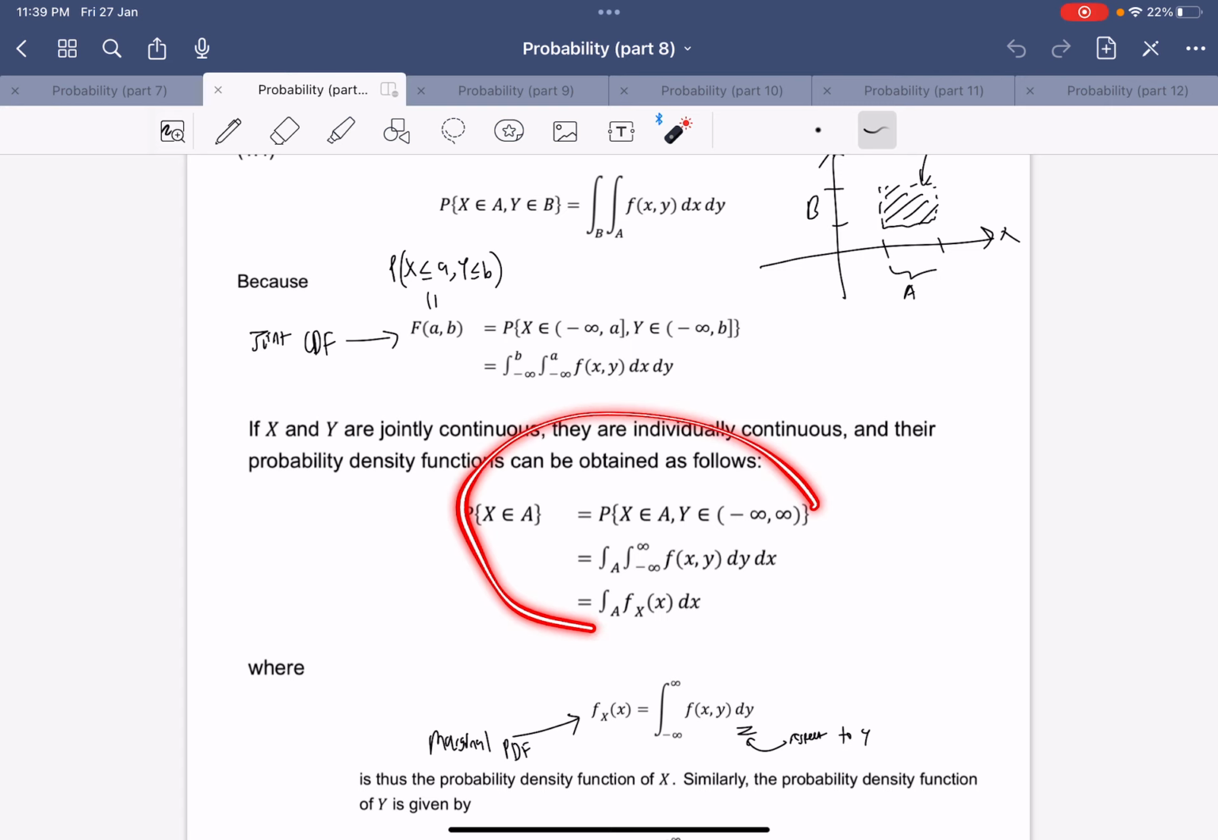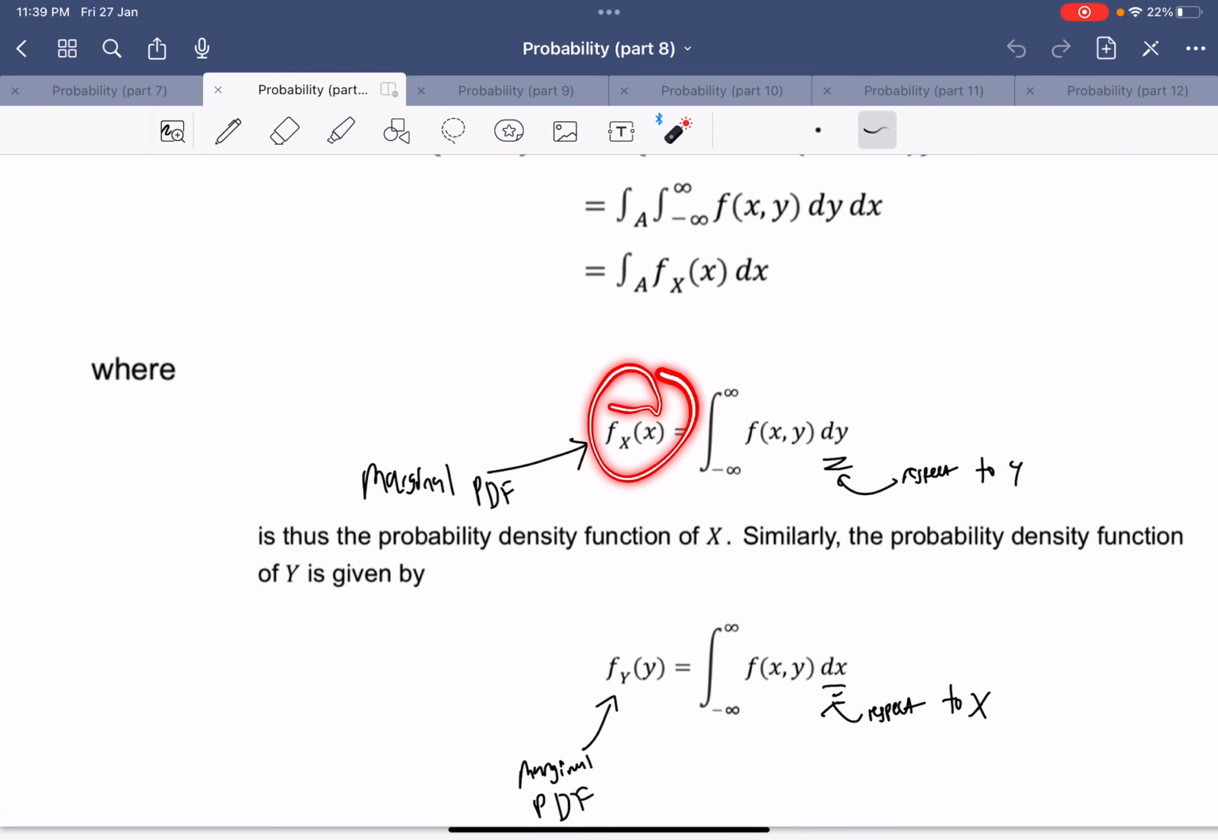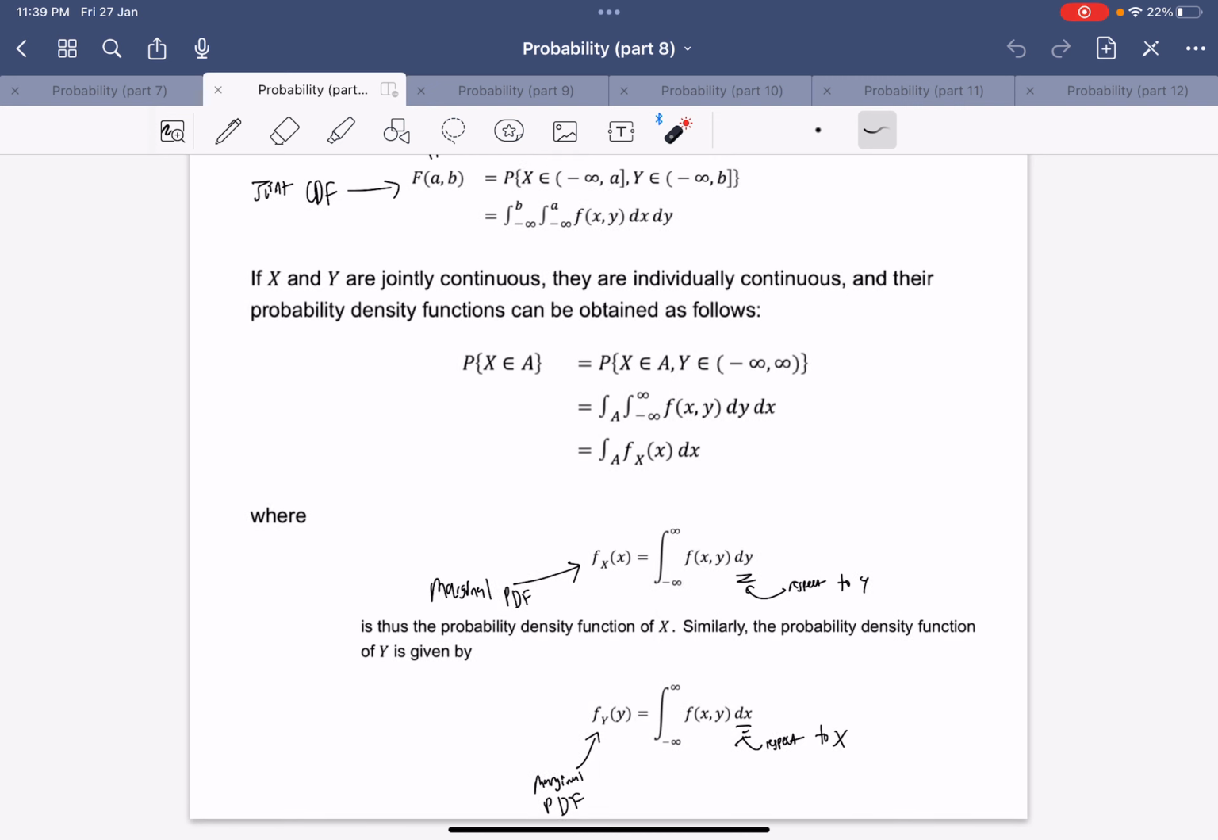And so the marginal PDF equals the integral of the joint with respect to y. So it's like taking the sum of all the y's. Likewise for the marginal for y, you just take the integral with respect to x, because you want to sum over all x.